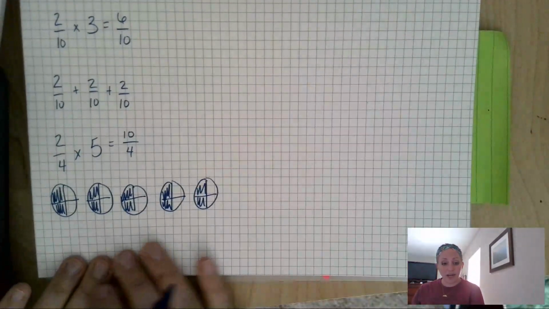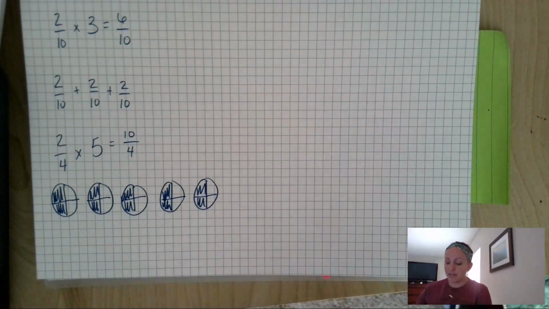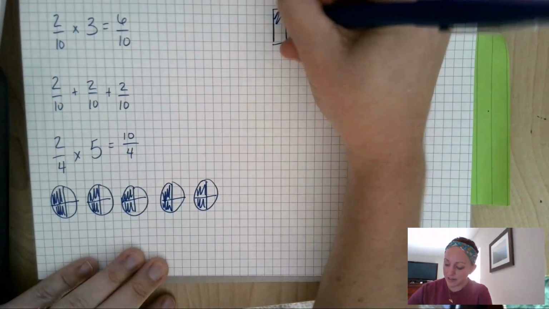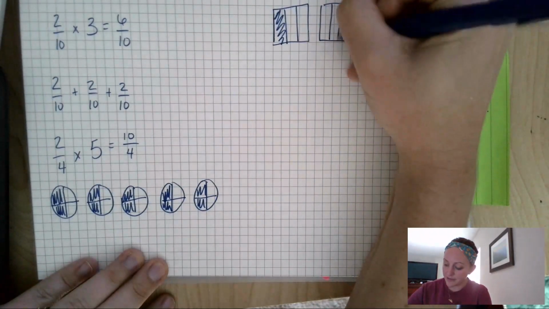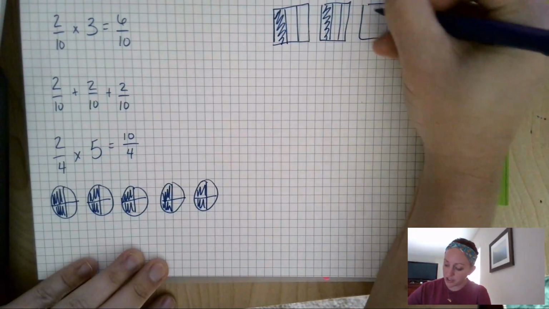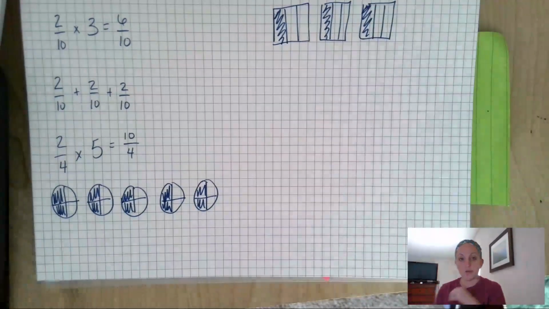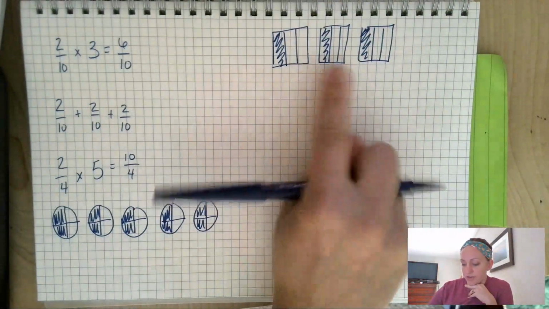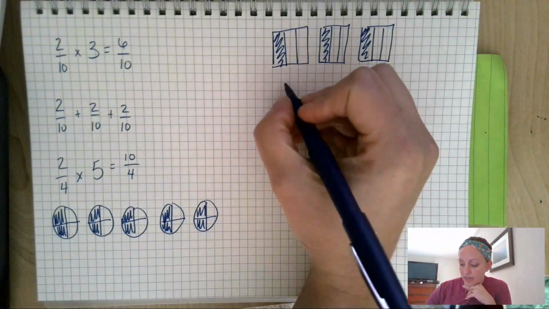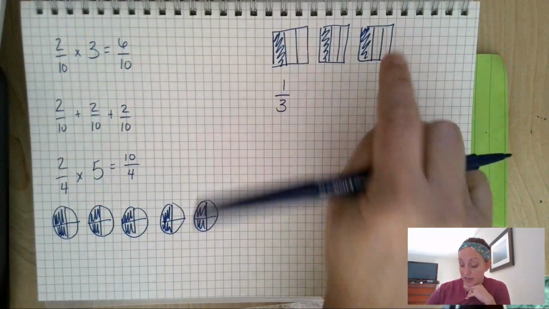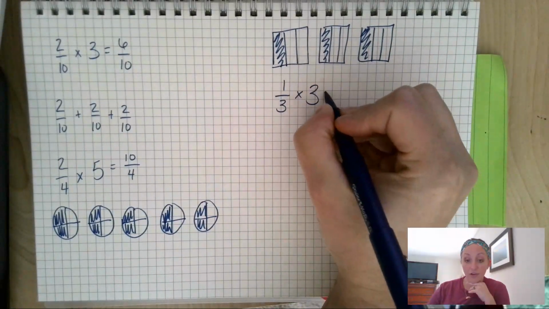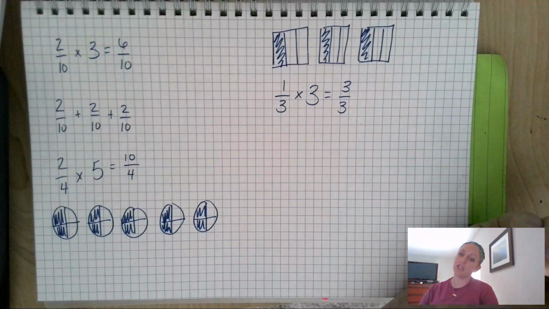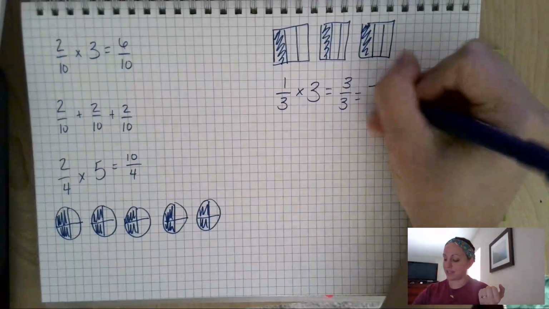When I have the model, it makes it easy for me to figure out what I'm trying to represent. Let's say I'm given a model, and I have to write an equation, because that's something you have to do too. What do I have? I have 1/3, 1/3, 1/3. How many of them do I have? 3. I have 1/3 3 times, and that's the same thing as 3/3. In this case, I could leave it as 3/3, but I know 3/3 is the same thing as 1.